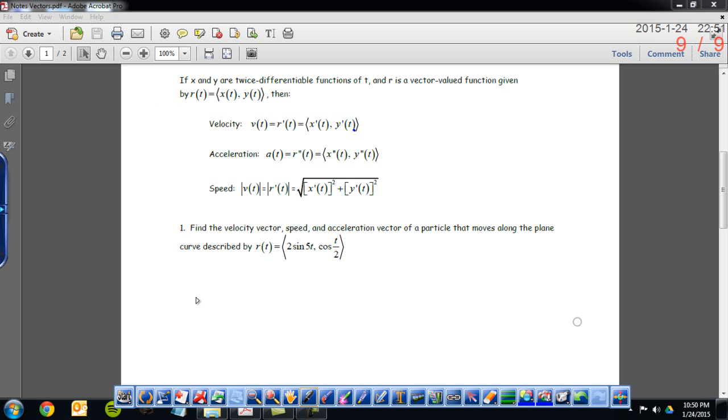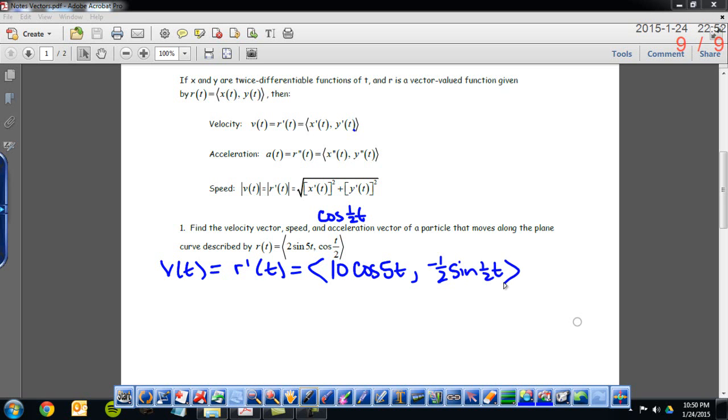So we're given the position vector, and if we want to find the velocity vector, then v of t is literally going to equal r prime of t, and we get that by taking the derivative of the x part and the derivative of the y part. So to take the derivative of 2 sine 5t, we're going to have to use the chain rule. So the derivative of sine is cosine, so it will be 2 cosine 5t times 5, because you have to take the derivative of the argument. So that will give us 10 cosine 5t. All right, and then for cosine t over 2, it may be easier to think of that as cosine 1/2 t. And the derivative of cosine is negative sine times the derivative of 1/2 t, so negative 1/2 sine 1/2 t. And there is our velocity.